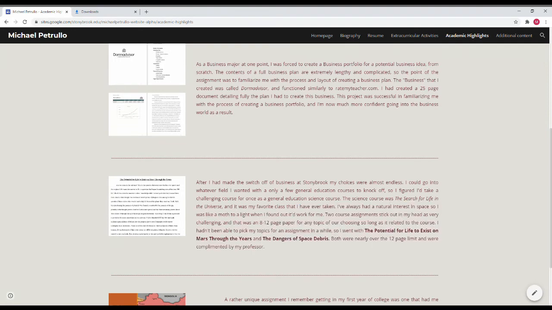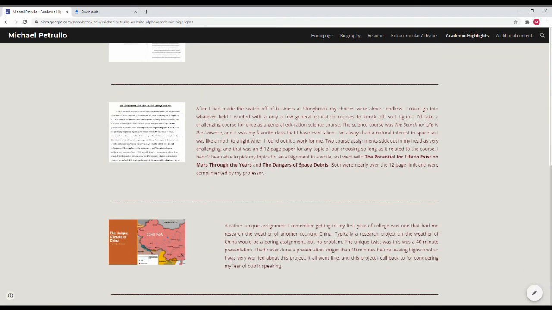The reason why I decided to have these here alongside the business plan was because they were definitely the two strongest papers that I had ever written in my entire life. Hands down, I think. Easily. I even got complimented by my teacher, which is nice.